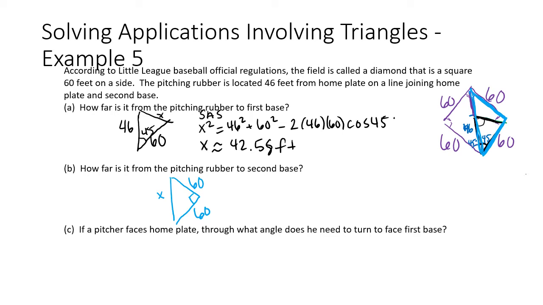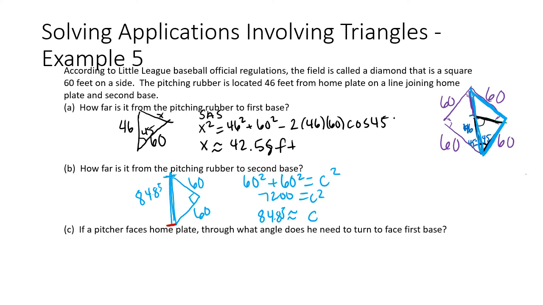So let's first figure out the distance between home plate and second base. Since this is a right triangle, I can do a squared plus b squared equals c squared. So that ends up giving me 7,200 equals c squared. So c is about 84.85. So I know that this length from here to here is 84.85.